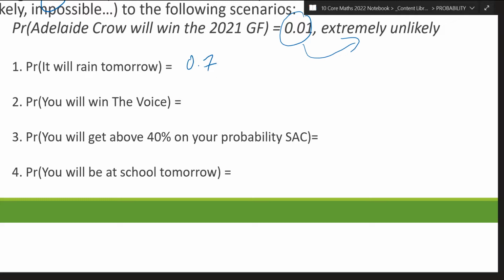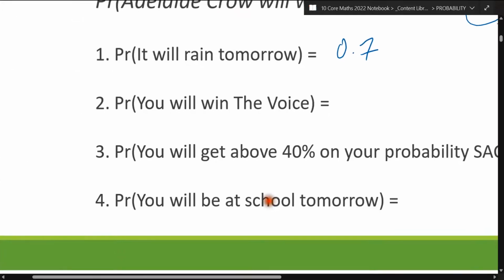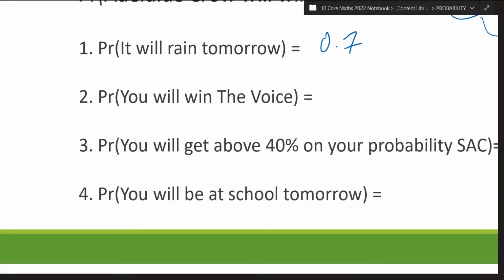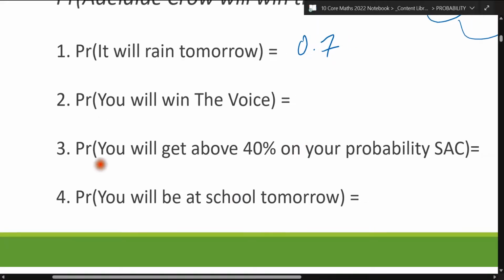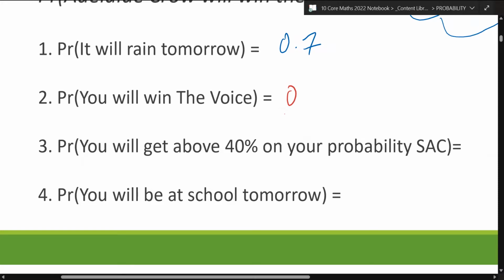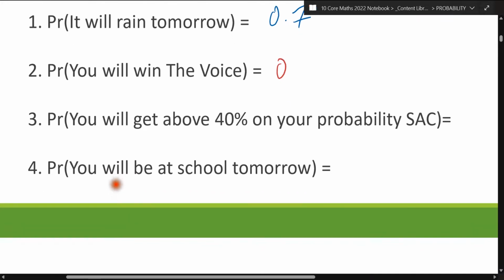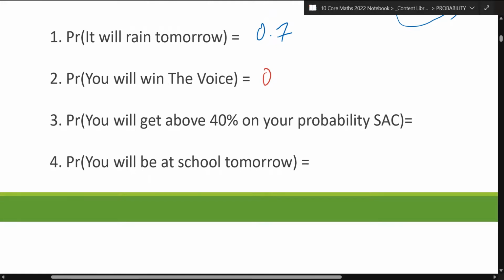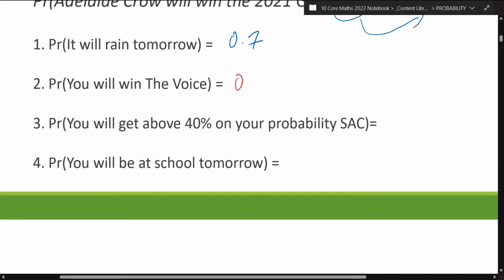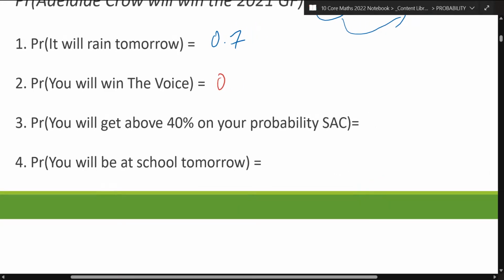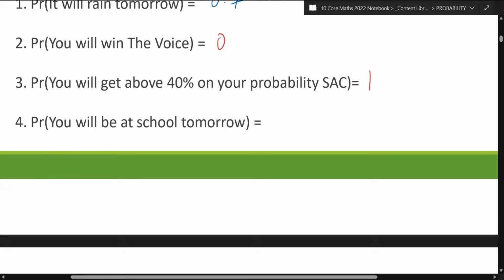Okay, what about the probability that Francis will win The Voice with his amazing voice? Do you sing, Francis? No? Okay, so that means if he doesn't sing, the probability will be 0. Okay, probability that you'll get 40% or above in your probability SAC. So let's say that you at least pass your SAC. What's the probability of that? Everybody is going to pass. So 1, meaning 100%. Well, very definitely likely.